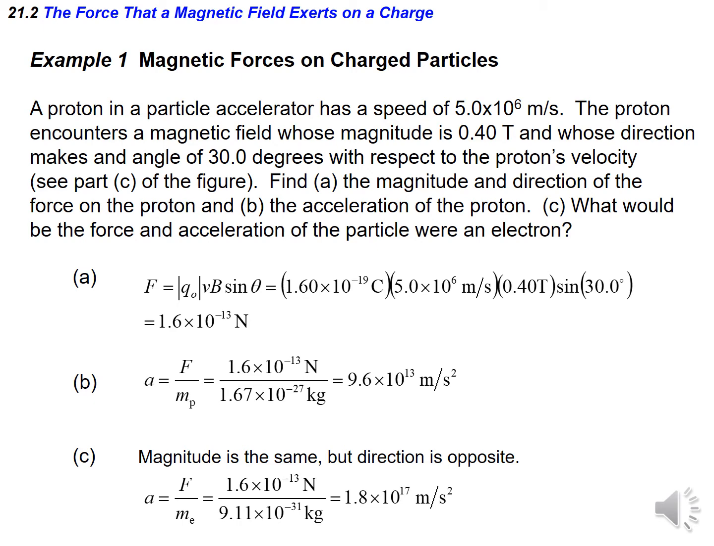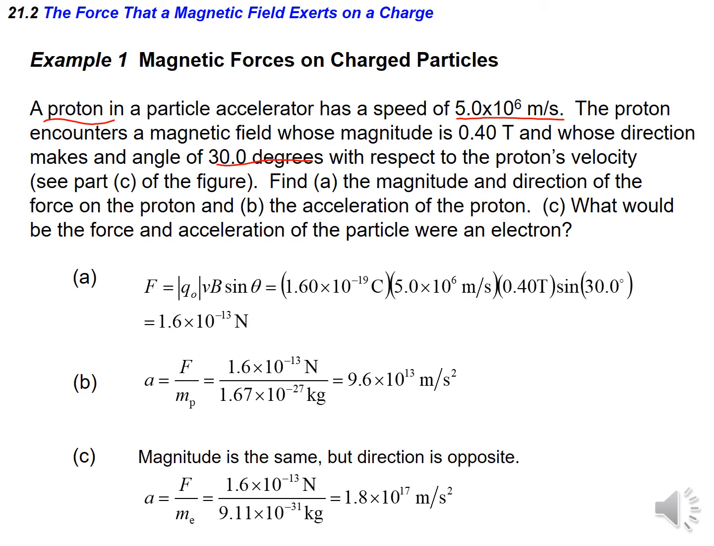In this problem, the given particle is a proton. It has a speed of 5.0 times 10 to the 6 meter per second. So we already have the value for v, the magnitude of the velocity. The proton encounters a magnetic field whose magnitude is 0.40 Tesla. And the direction makes an angle of 30 degrees with respect to the proton's velocity. So we also have the given theta, which is 30 degrees.